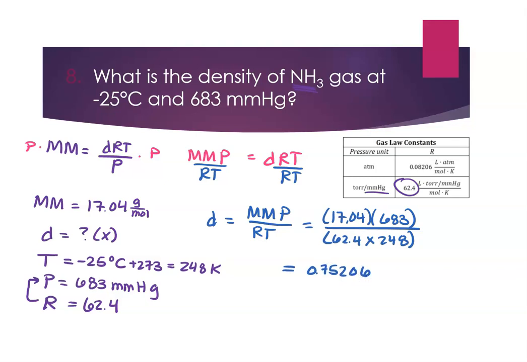0.75206. All right, so our significant figures here, we have 4, 3, 3. So 3 is going to be our sig fig situation. So D is equal to 0.752, and the units of density are grams per liter.